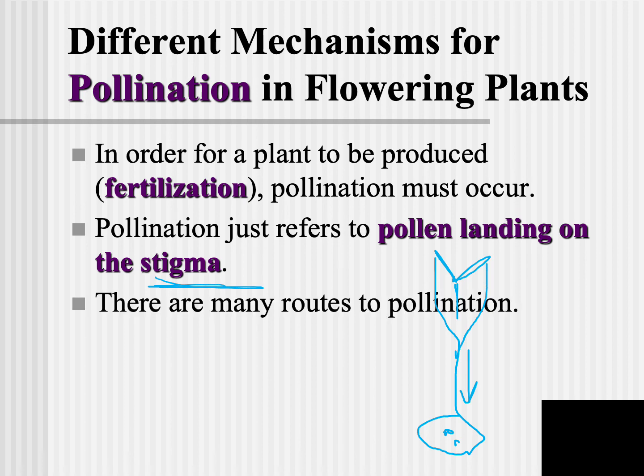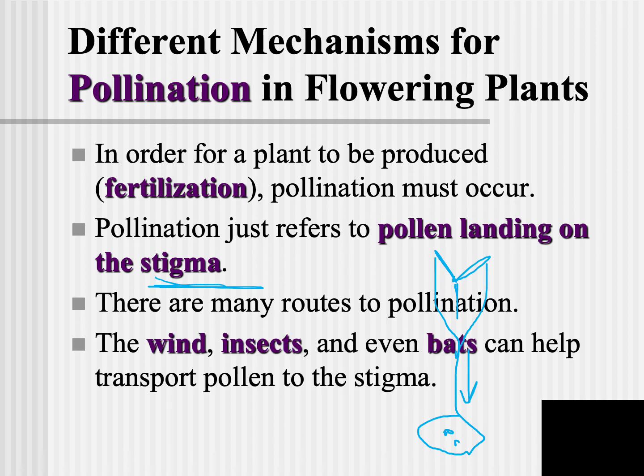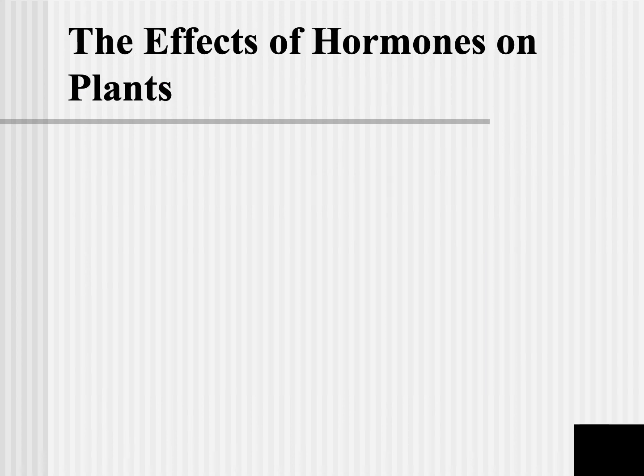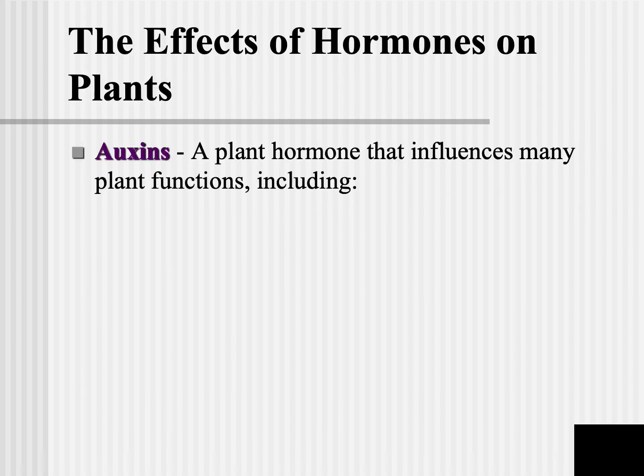And so the pollen would have to digest its way all the way down and through. There's a lot of different routes to pollination. It could be the wind just blows and pollen lands on a different flower. Insects, bats, birds, bees, all of those can bring the pollen from one plant to another. Sometimes water can transport it. And, sorry, I'm going fast.